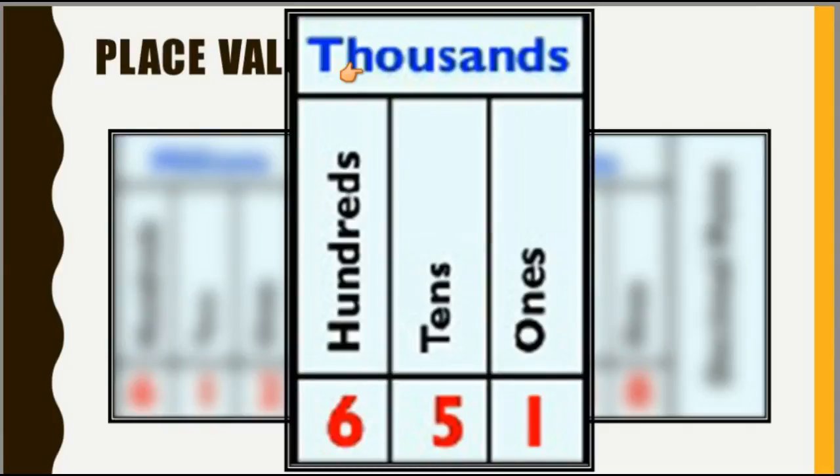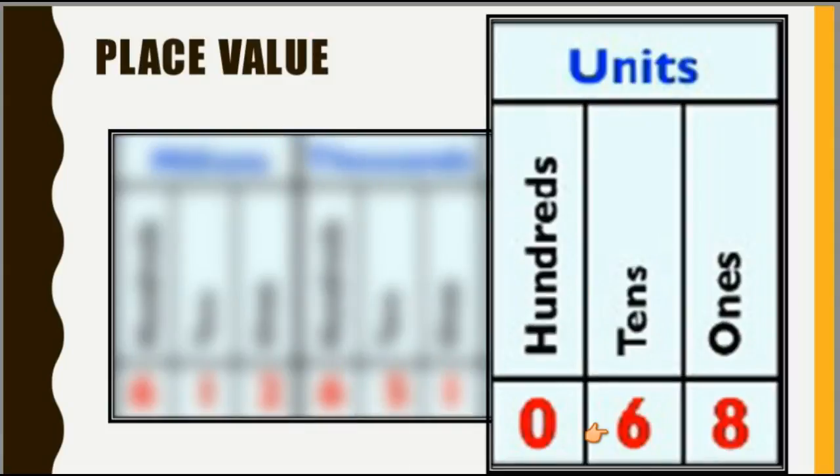Thousands. 68. That's why we don't really have a name for this one. We just call it the units. So we just say 68 because there are no hundreds.